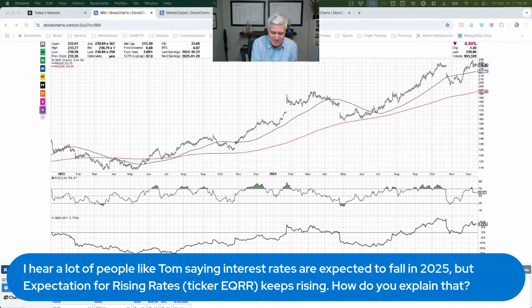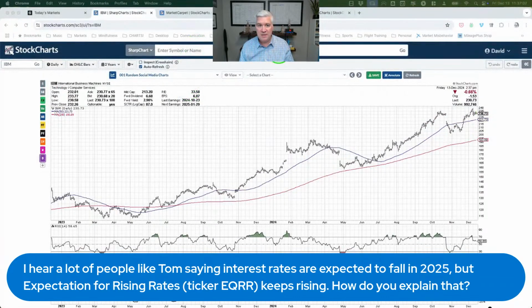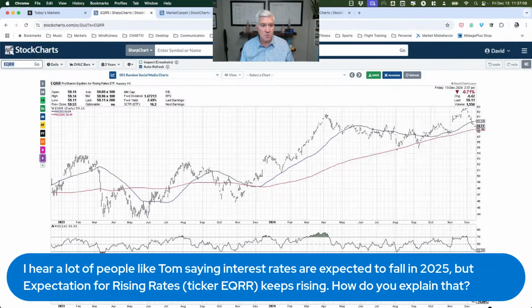All right, question number 2. I hear a lot of people like Tom, and you're talking about Tom Bowley, my podcast interview last week with Tom, saying interest rates are expected to fall in 2025, but the expectation for rising rates ETF, ticker EQRR, keeps rising. How do you explain that? So if rates are supposed to fall, how come the expectation for rising rates ETF keeps going up? Here's the ETF that you're talking about, and I do know this one because I've looked at it before.